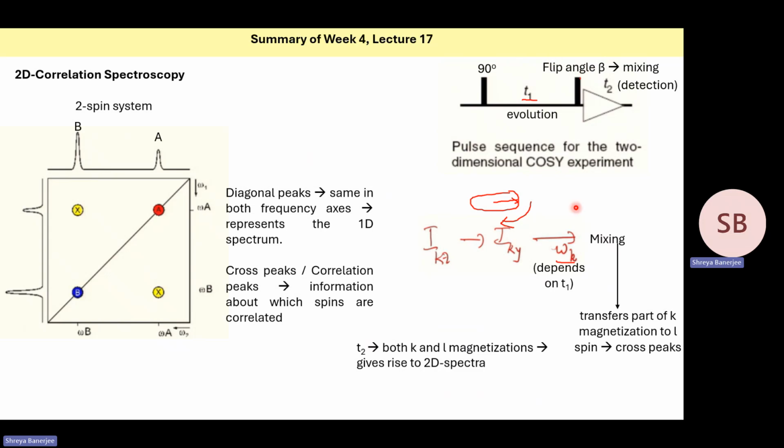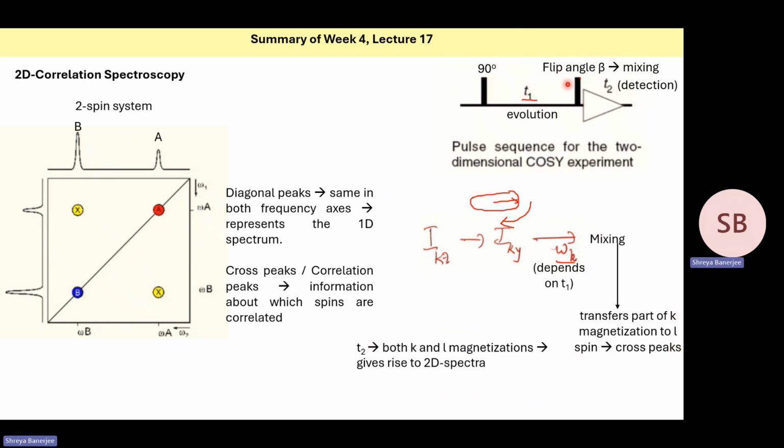When we are giving this second pulse, there will be mixing. What do we mean by mixing? It means that the K spin will transfer some of its magnetization to another spin. Here we are calling it the L spin. So the purpose of the second pulse is to allow the K spin to transfer some of its magnetization to the nearest neighbor spins.